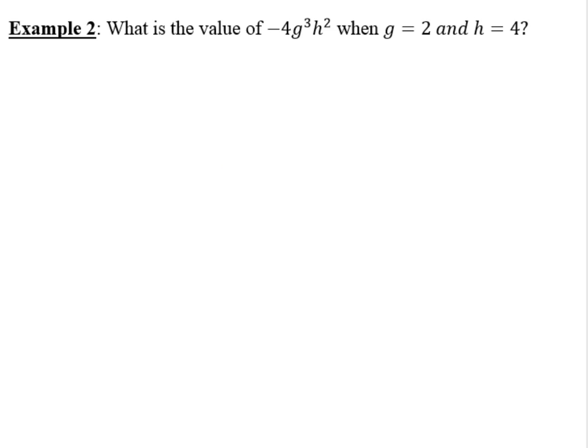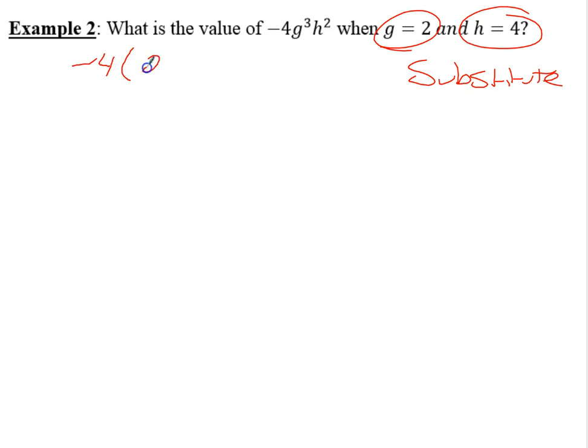Look at our next example. What is the value of negative 4g cubed h squared when g is 2 and h is 4? Right. So the first thing we have to do is we are going to substitute these values in for g and for h. So it's going to be negative 4 and then 2 cubed and then h, which is 4 squared. Okay, so we can type these in our calculator.